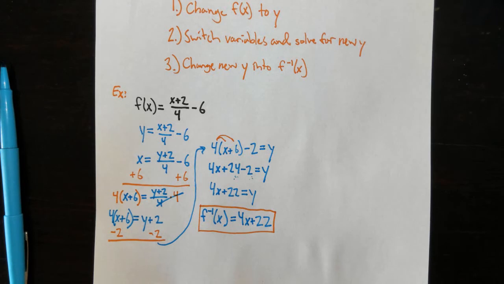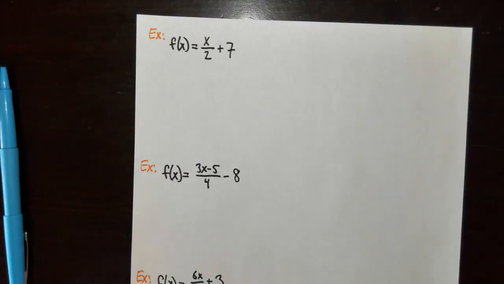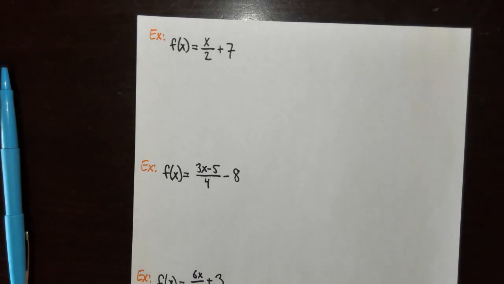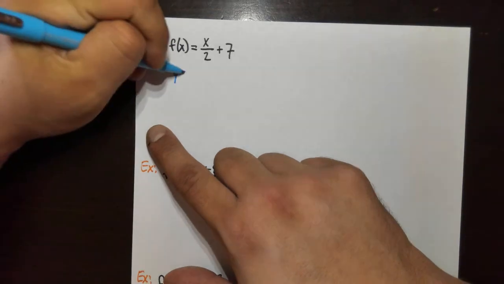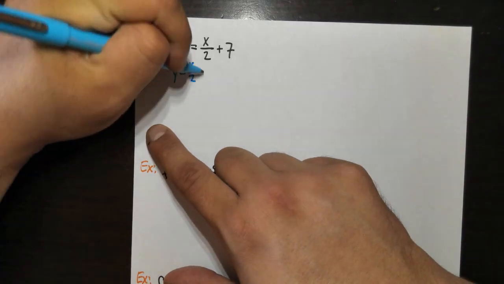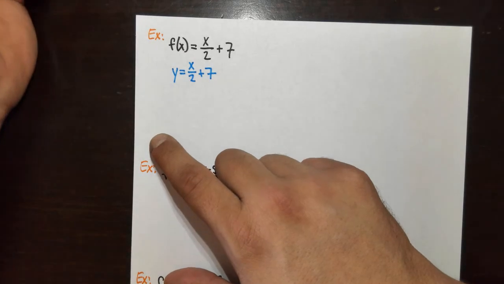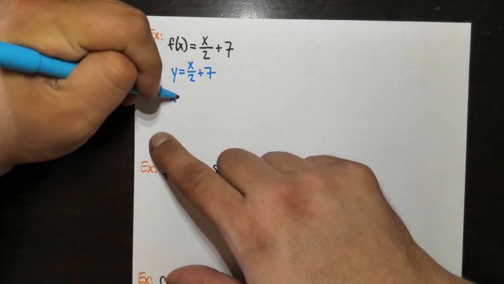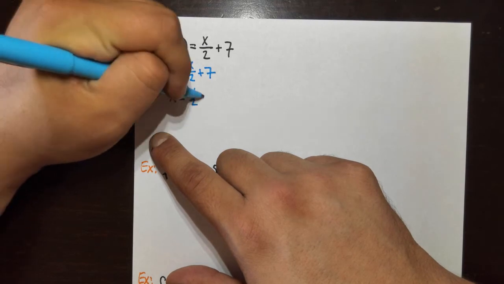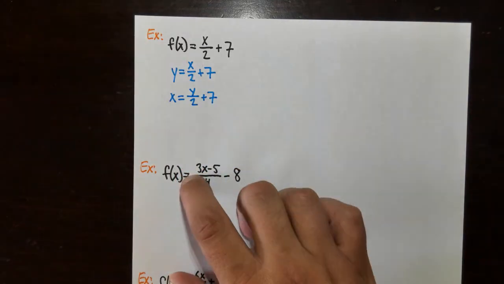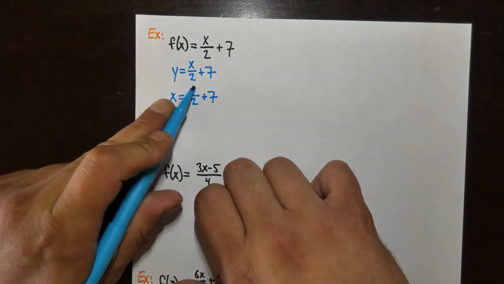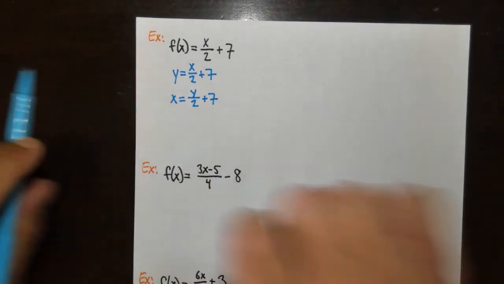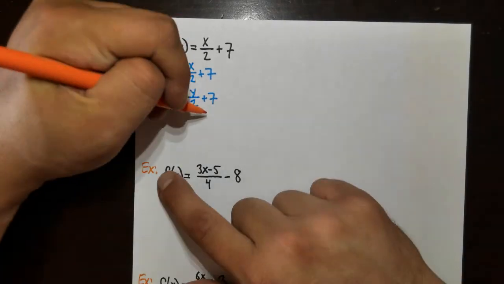So let's take a look at a few more examples here. Now we have f of x equals x over 2 plus 7. So again, first step, I'm going to change my f of x into y. And then I'm going to switch my variables. So y becomes x, and x becomes y, and I'm going to solve for my new y. And to do that, again, we want to get the y term by itself first, so we're going to go ahead and subtract both sides by 7.